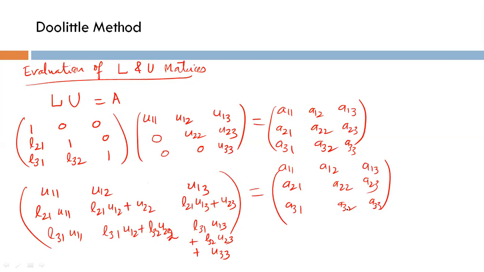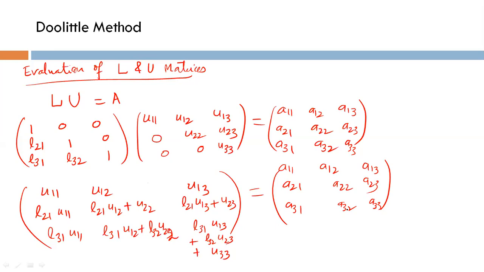Now you will compare all the 9 entries to the right side and you will get the values of U11, U12, U13, U22, U23, U33, L21, L31, L32. There are 9 unknowns here and you will get 9 equations. Then 9 equations are very easy and you will find the values of all the L's and U's.